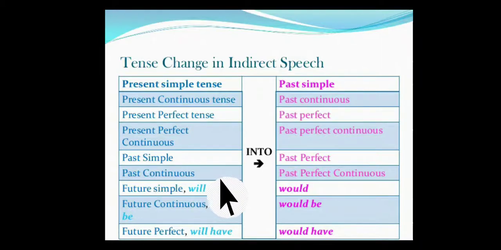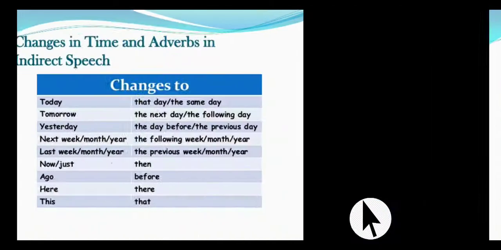Past continuous is changed into past perfect continuous. And in future simple, will is changed into would. In future continuous, will be is changed into would be. And in future perfect, will have is changed into would have.